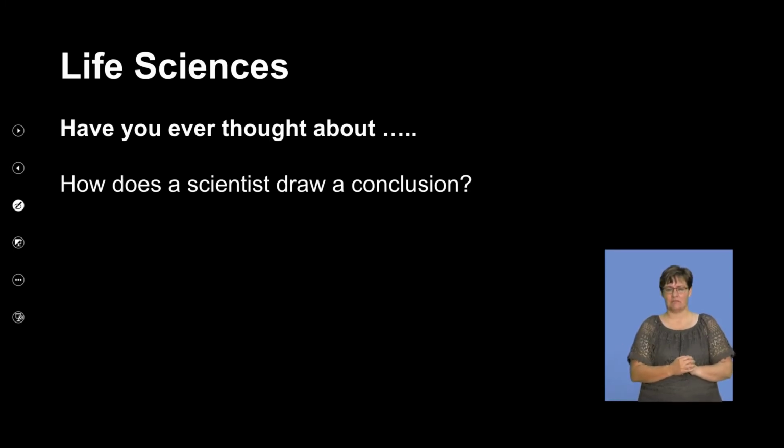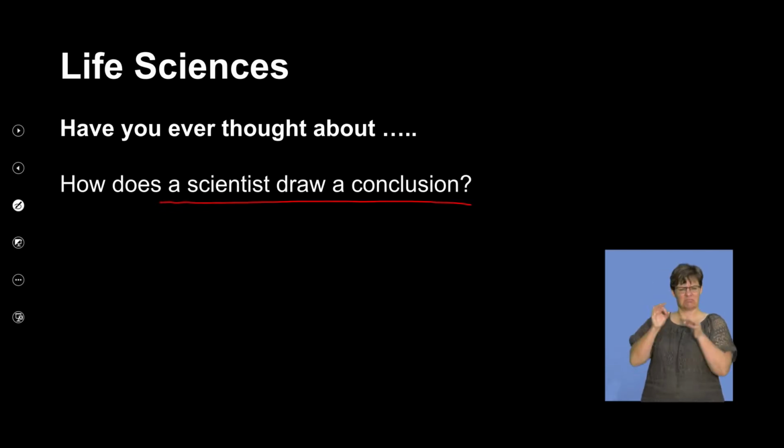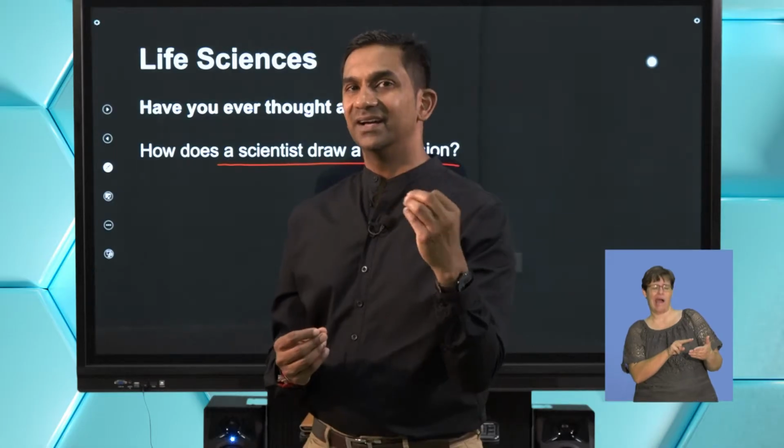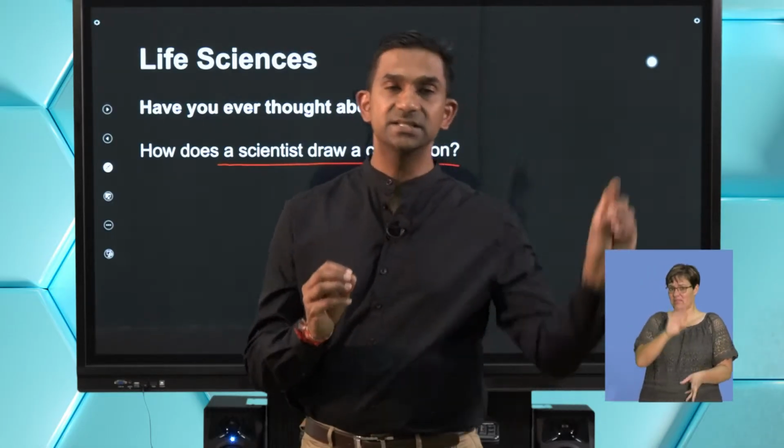So have you ever thought about how does a scientist draw conclusions? So often you wonder about, you've conducted an experiment, you've got the data. What does that data tell you? How do you look at that data and draw a conclusion that links to the aim?